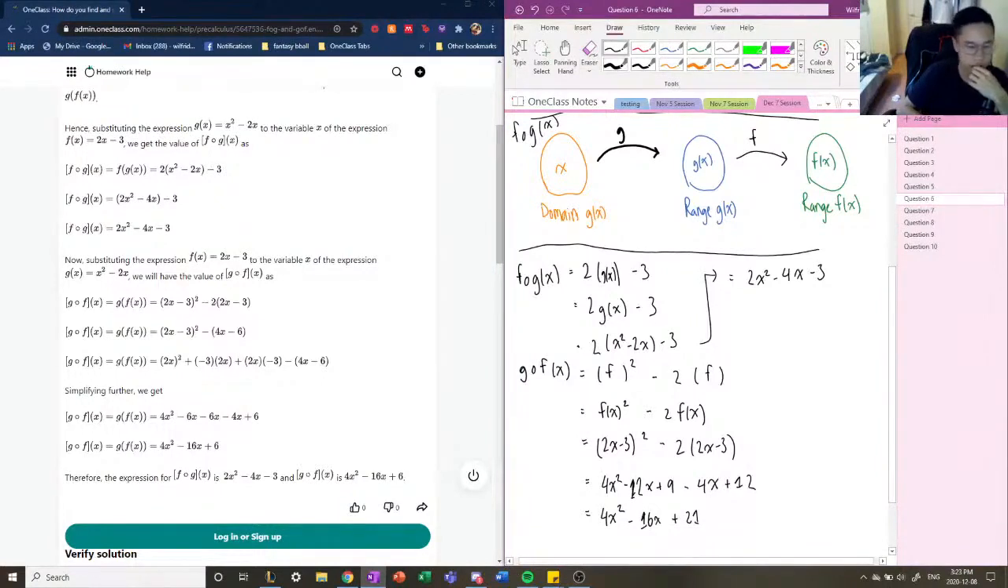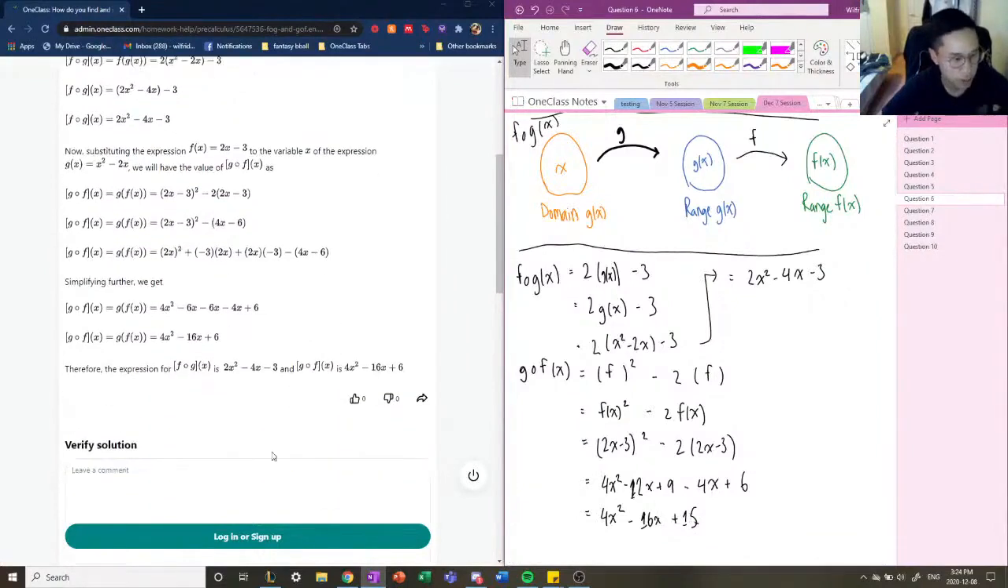Did I add anything else wrong here? So 2x squared, negative 12x plus 3. Why did I write? Okay, sorry guys. I'm making a lot of silly mistakes today. It should be 6. This should be 15. All right. Hopefully I didn't make any more mistakes. 4x squared minus 16 plus 15. I think I'm good.